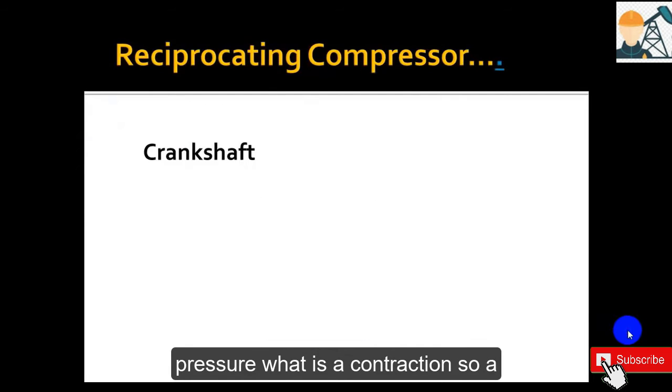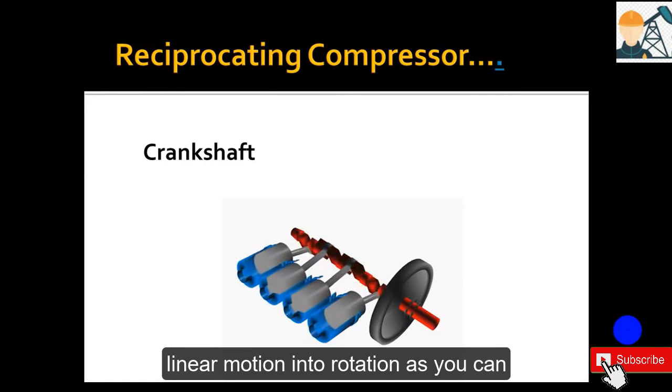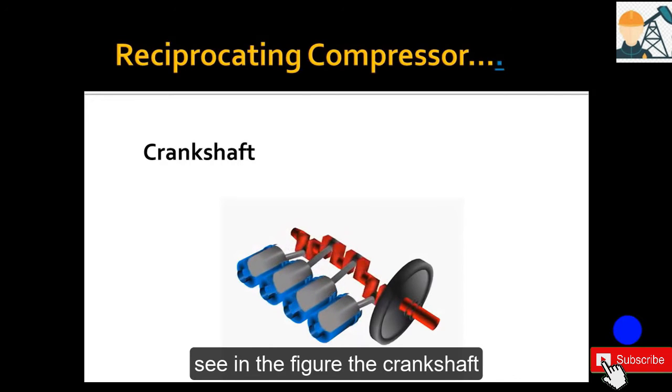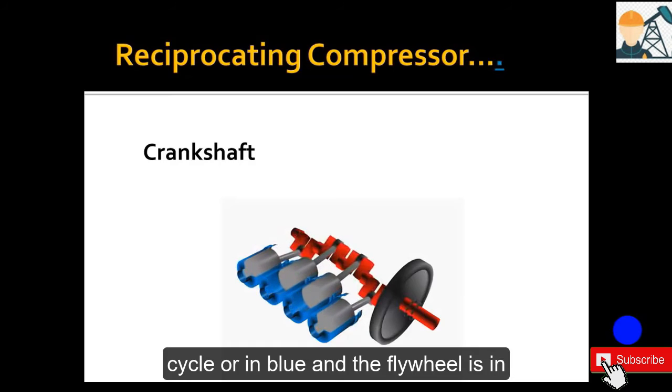What is a crankshaft? A crankshaft is basically a part of an engine that translates reciprocating linear motion into rotation. As you can see in the figure, the crankshaft is in red, the piston is in gray, their cycles are in blue, and the flywheel is in black.